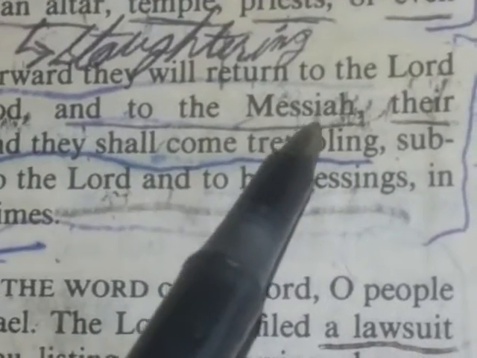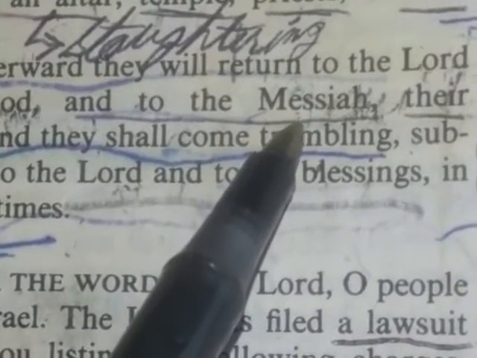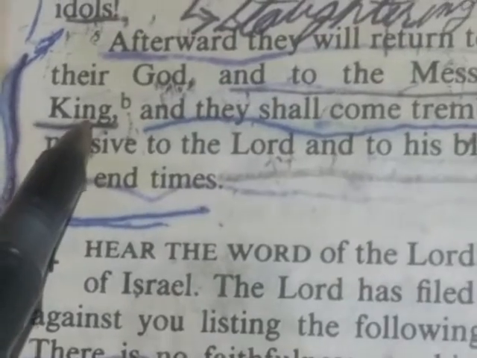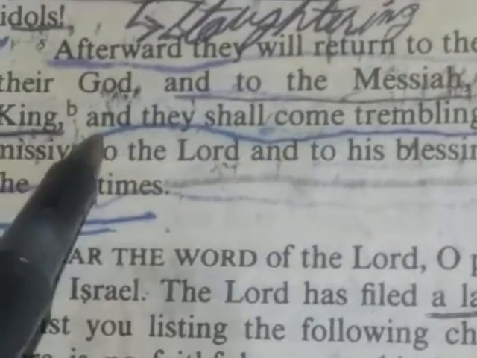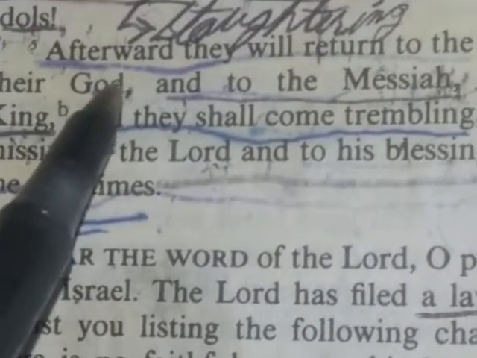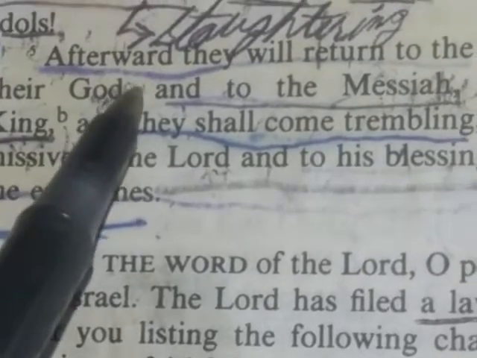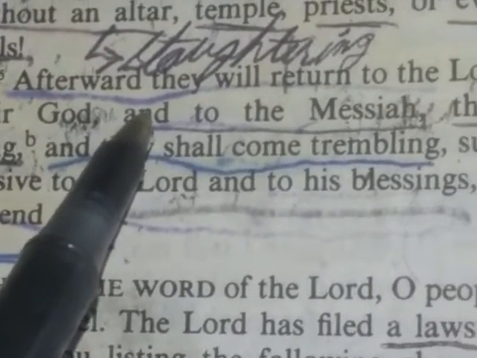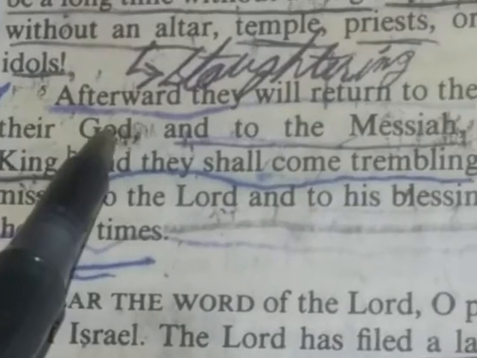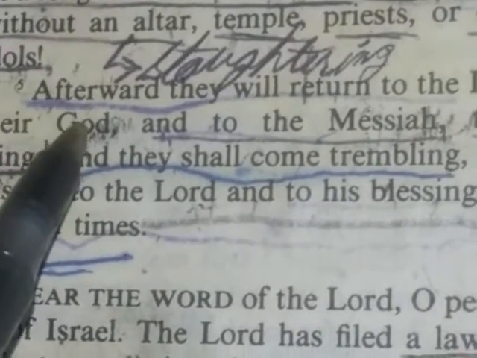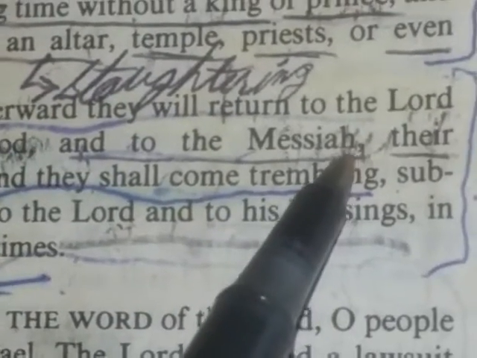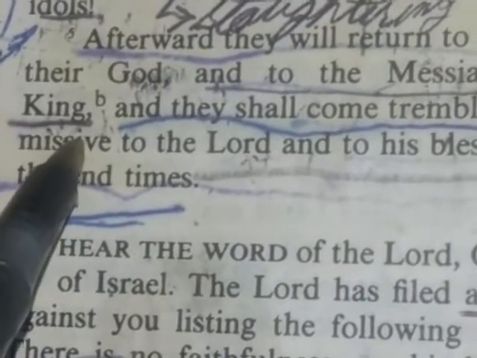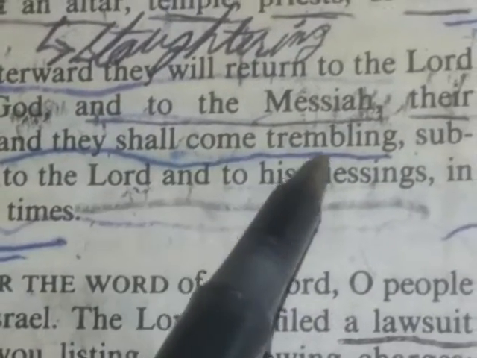And to the Messiah. See that right here? Their king. And they shall come. See how they're saying that? You turn to Yah by the knowledge. You don't see him physically. You turn to his plans, his words, listening to him again, obeying him again. And to the Messiah, their king. And they shall come trembling.